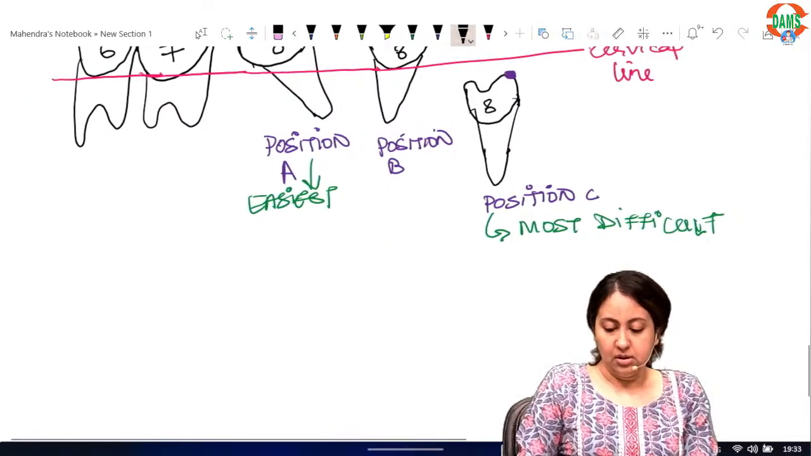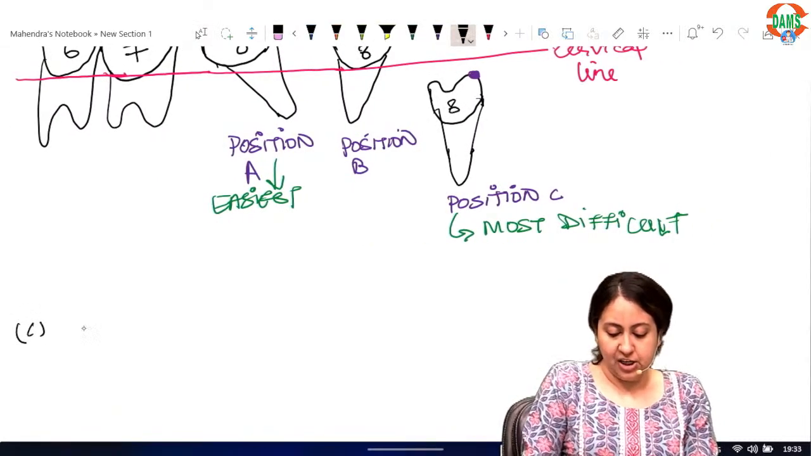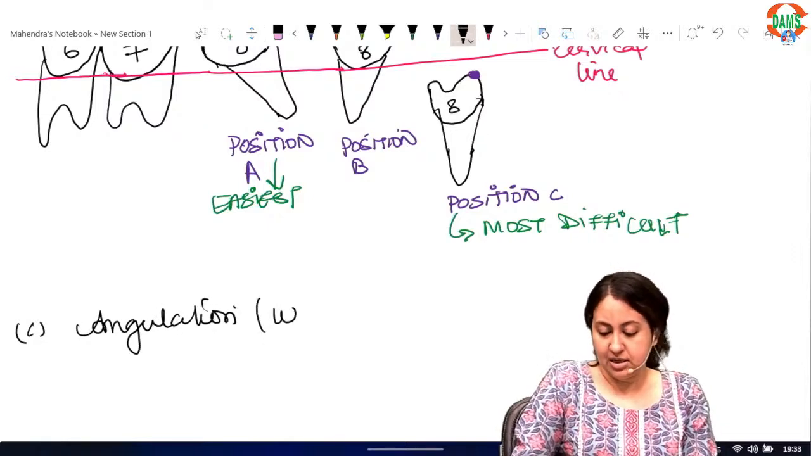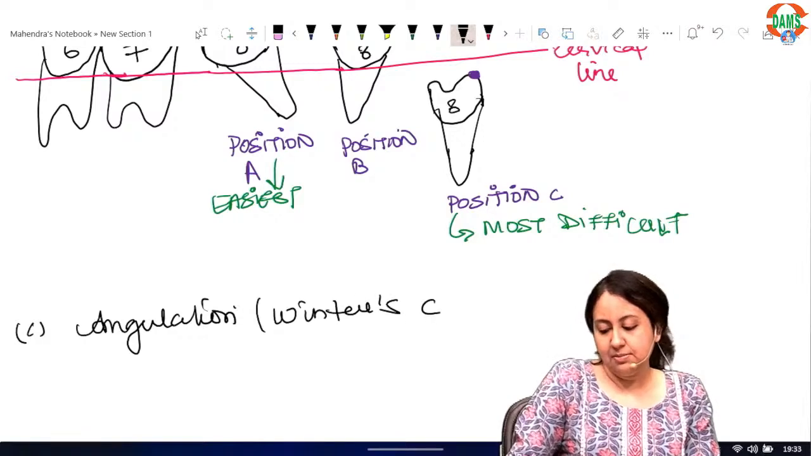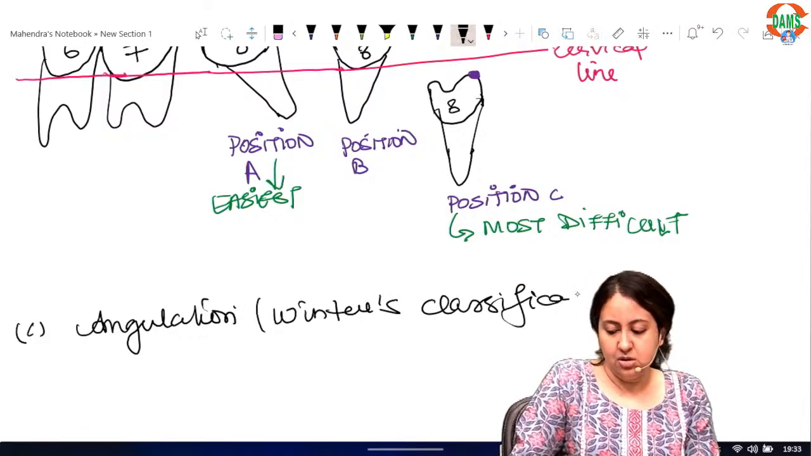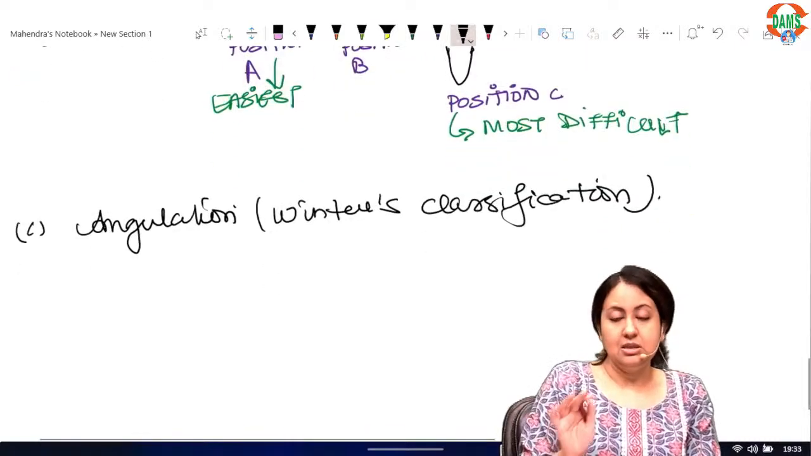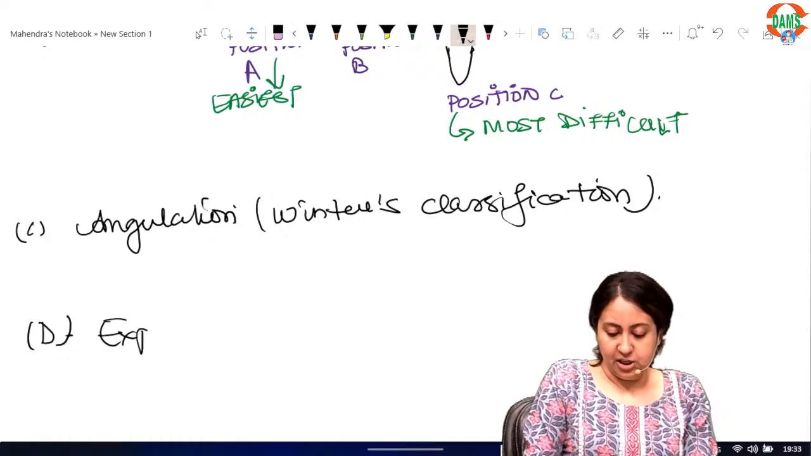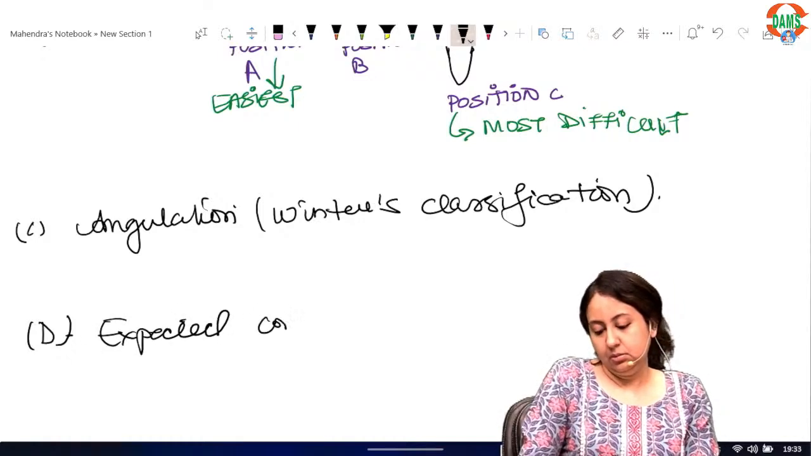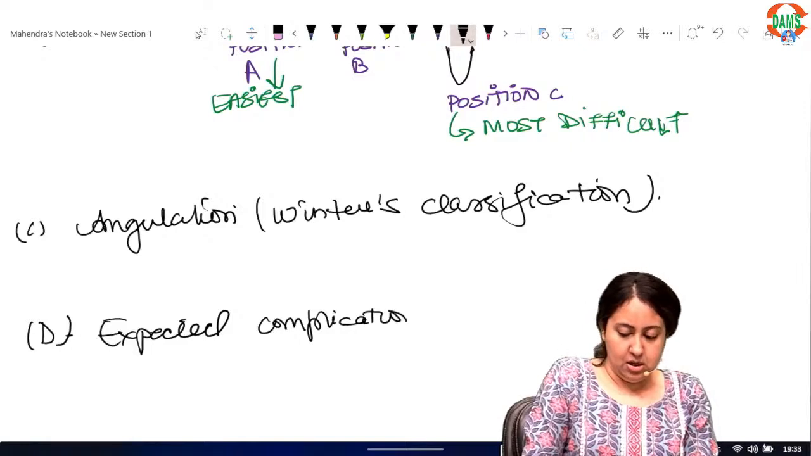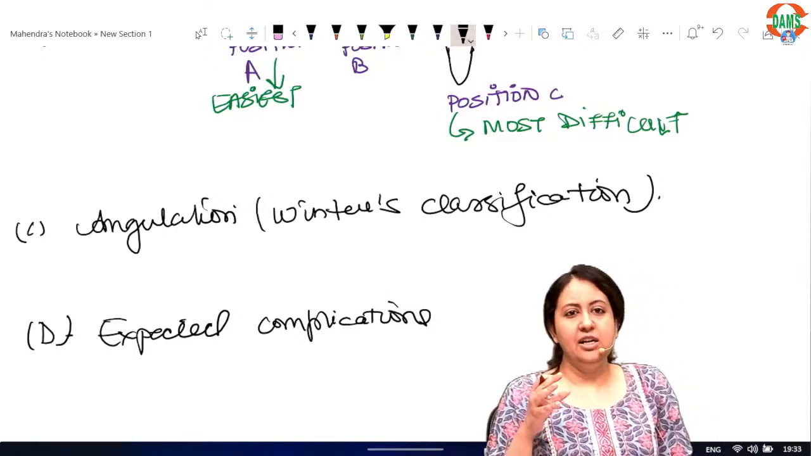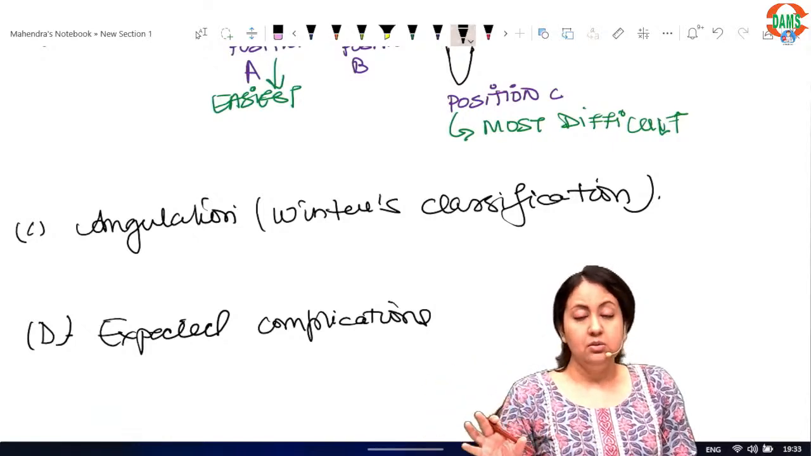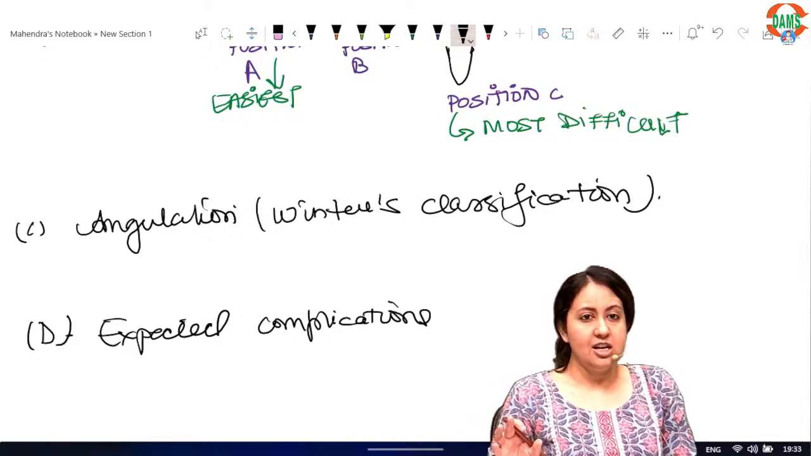Now, the third component of Pell and Gregory classification is angulation. We have already seen this is the same as Winter's classification, according to the long axis, which we saw first. And D is expected complications. Now, expected complications, there is no need to go into details because it does not form a part of the scoring index. So, the fourth component, if someone asks, those are expected complications.